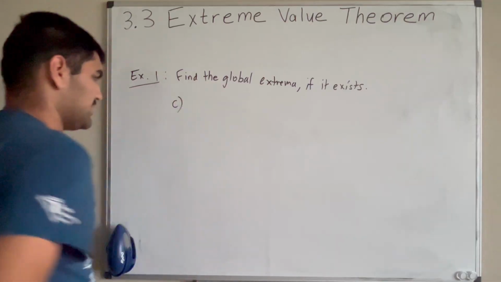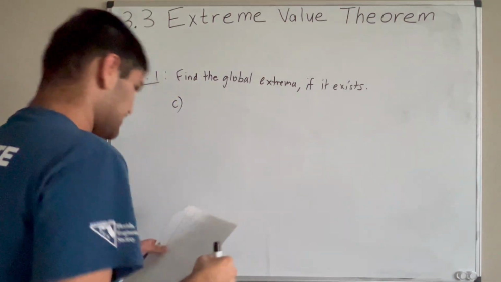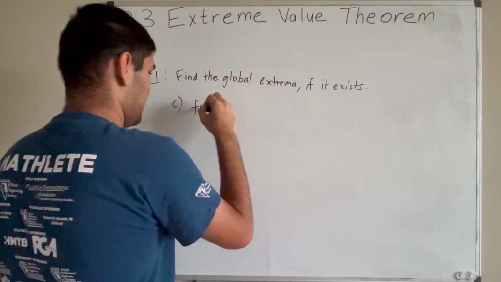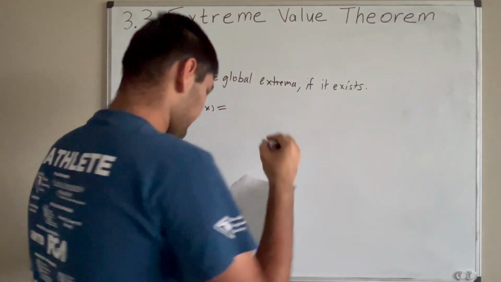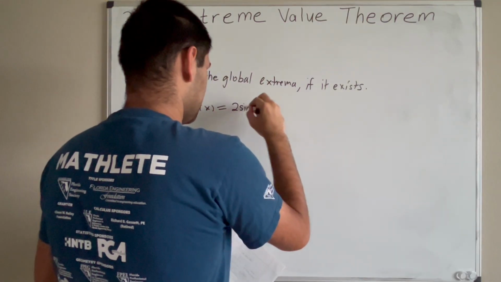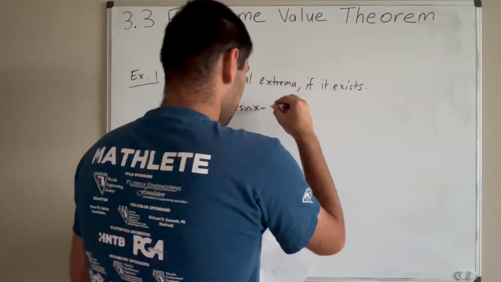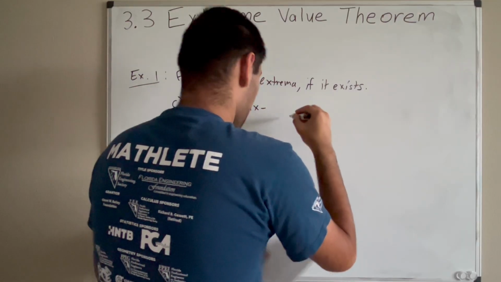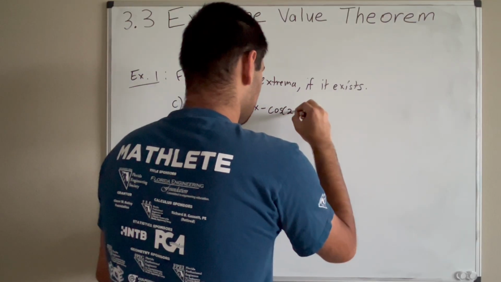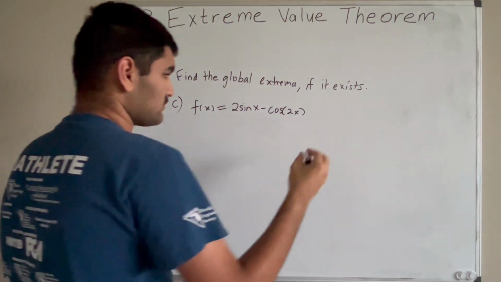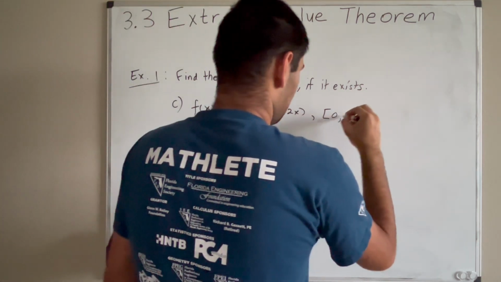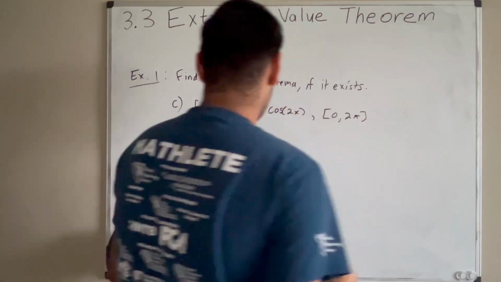All right, part C. So now, let's say we have some function f of x again, but this time it's given by 2 sine x minus cosine of 2x. Okay, and we're interested in the interval from 0 to 2 pi.